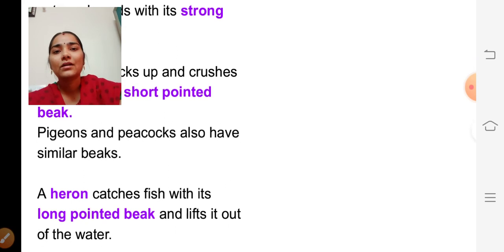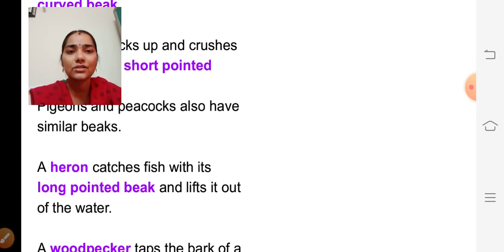Next one is heron. A heron catches fish with its long pointed beak and lifts it out of the water. So heron has a long pointed beak.